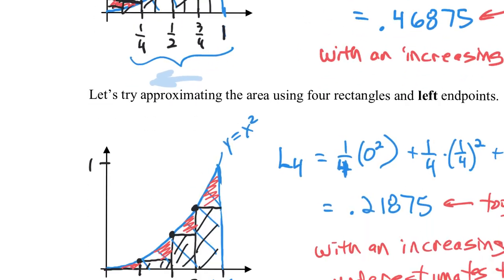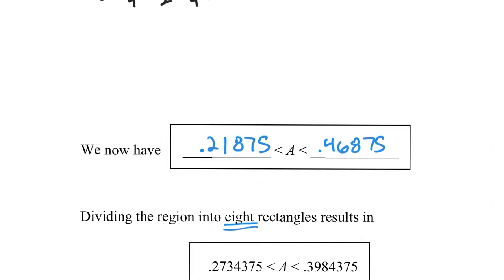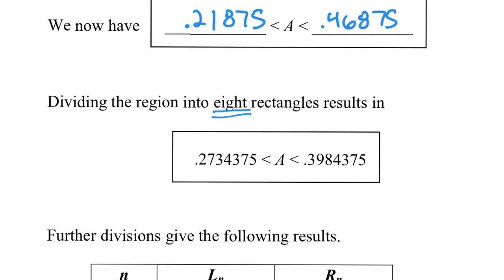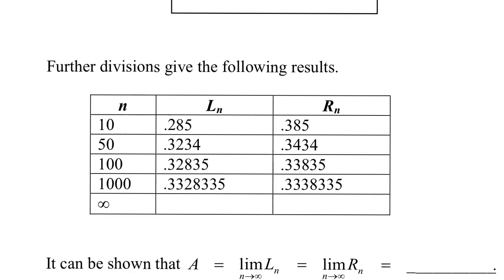Now the trade-off, as you can imagine, is we're going to get more calculations. It's not as big of a trade-off anymore in modern times with calculators and computers, but it used to be. So with 8 rectangles, we're doing a little bit better yet. We can do better than this. With 8 rectangles, we can see that we have a little bit more precision here. And then further divisions give us this.